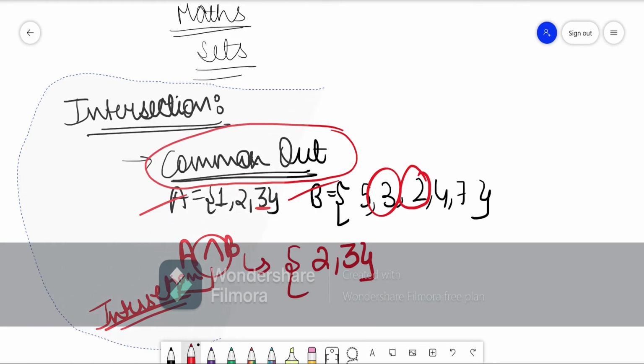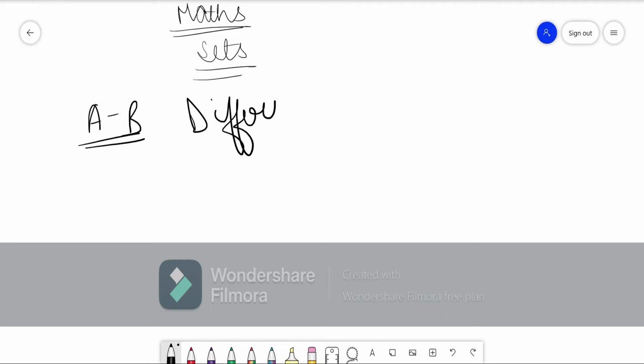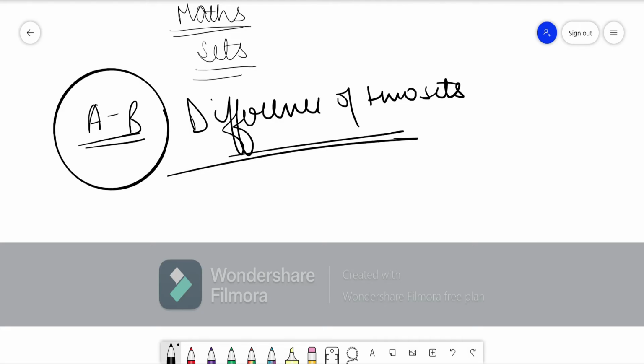And in the previous class, apart from union and intersection, we also studied the difference of two sets. Now let me explain that. A minus B, right? We studied the difference of two sets. A minus B means you are subtracting B from A, okay? This is very easy, isn't it? It means those elements which are present in set A but are not present in B. Let me give an example.